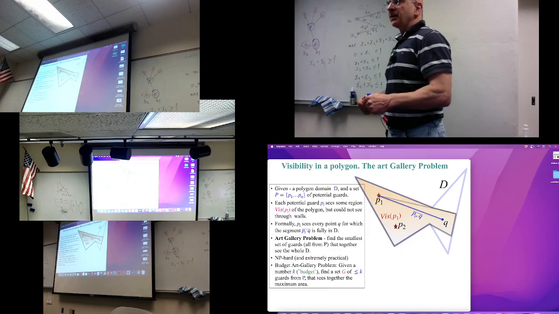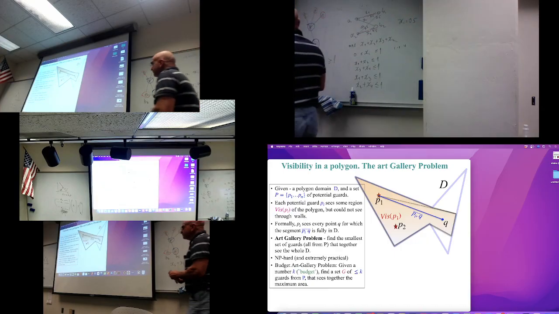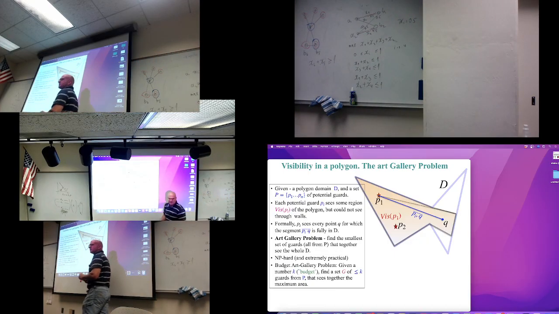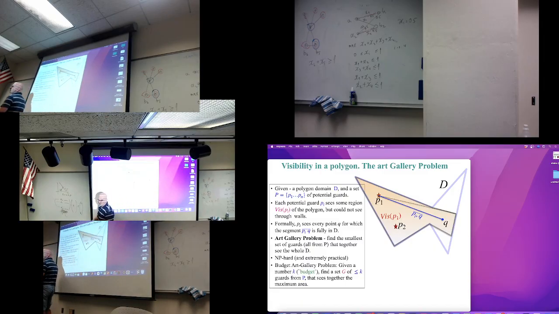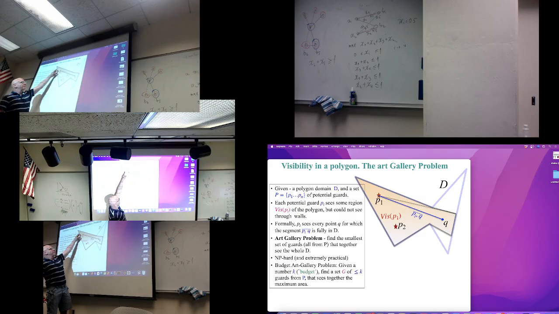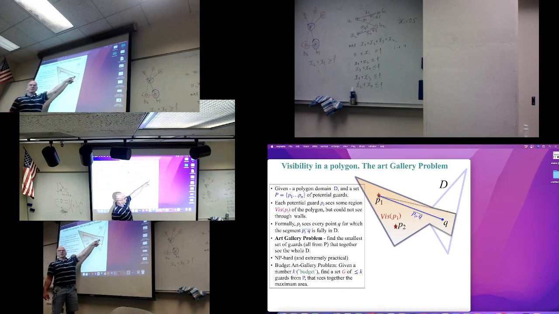Another example, art gallery. Remember, in art gallery we can always do with n over 3 vertices to guard the whole polygon. What is the art gallery problem? It was a while ago. P1 sees the point Q if the segment between them is fully inside the polygon.